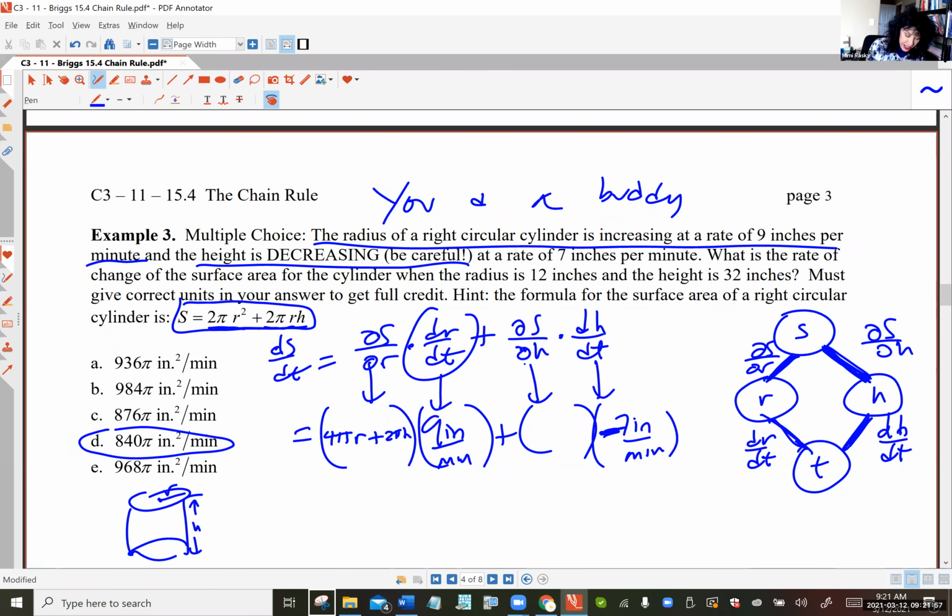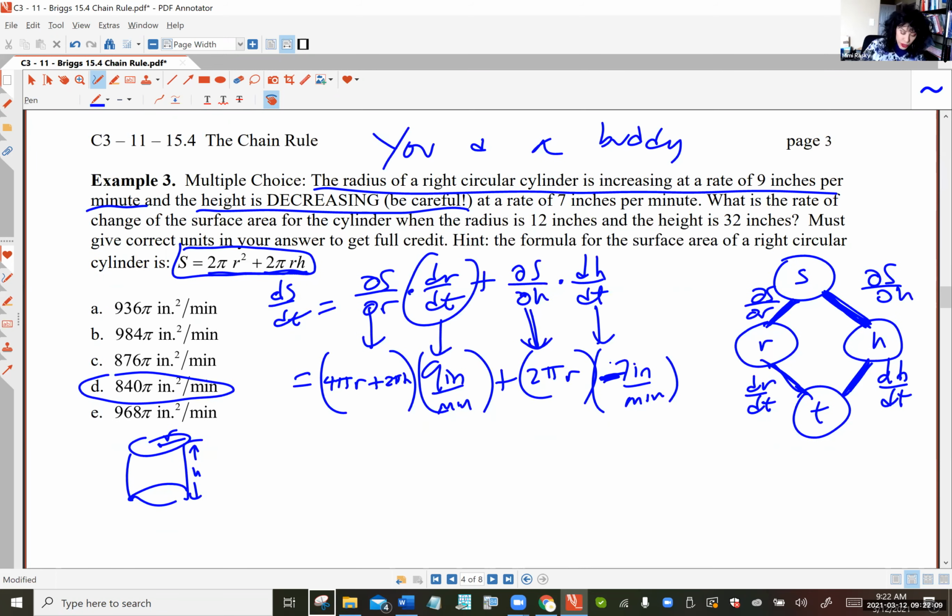And then the other partial, dS/dh, you're going to take the derivative of 2 pi r squared with respect to h, that's just 0. And then the derivative of 2 pi r h with respect to h is 2 pi r. Now, you get partial credit if you make it this far.